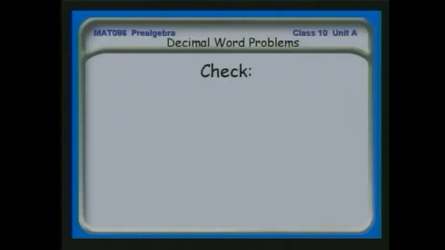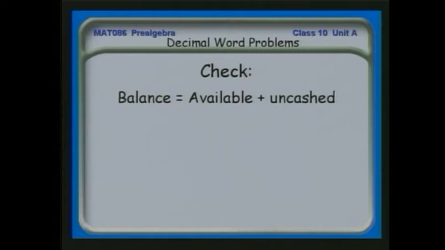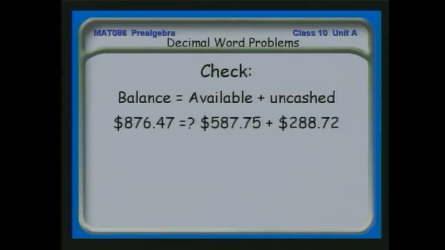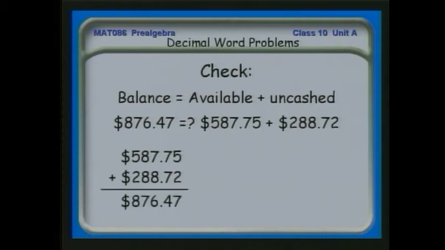Let's check this. We know that the balance is going to be what's available plus whatever is uncashed. So we go the other way now, and we've calculated by doing the problem that what's available is $587.75. We add to that the total of the uncashed checks and want to see whether or not that's going to balance. And in fact, it does. So we're pretty sure that we've done this problem correctly.